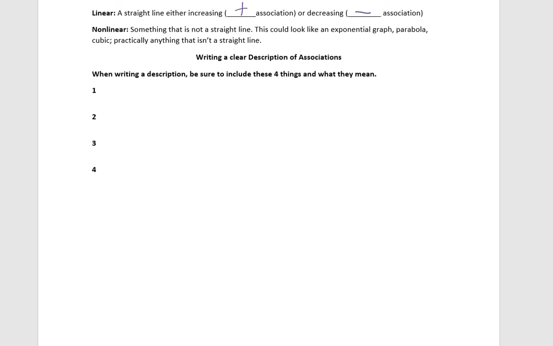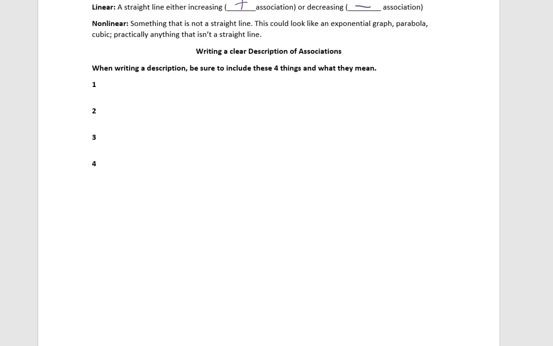Now, if you're going to write a clear description of association, there's 4 things that you need. The first one is going to be trend.